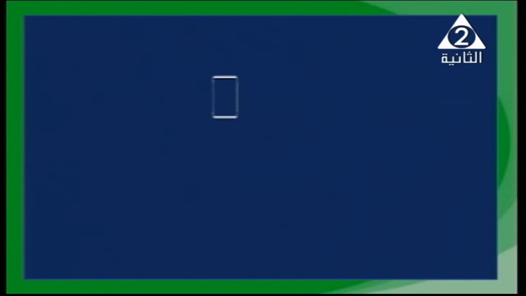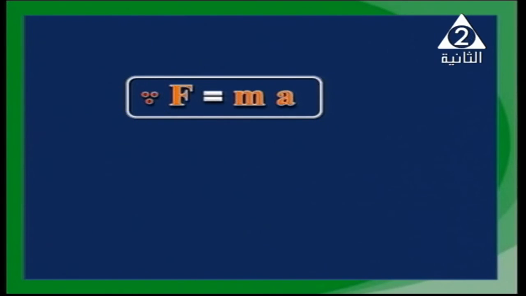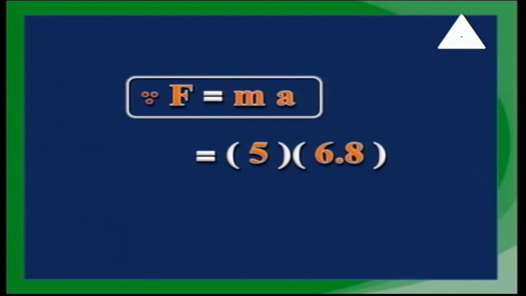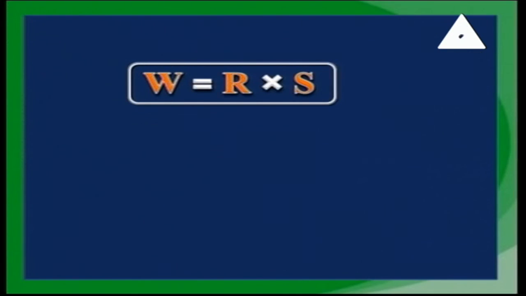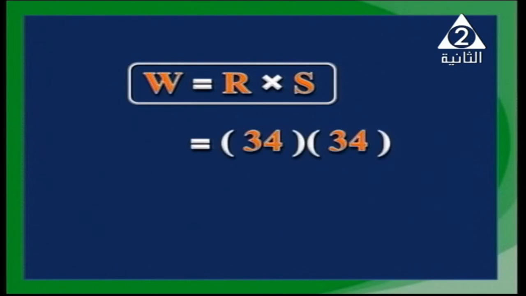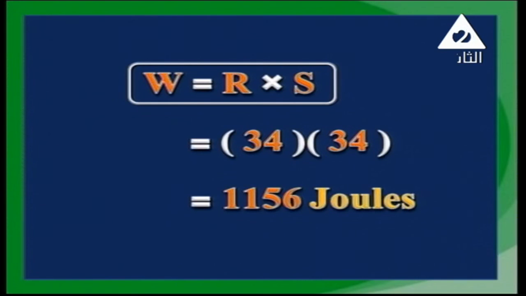Since F equals MA, we know that M equals 5, but A is 6.8, then the force is 34 Newton. My dear student, we know that W equal F times S, 34 times 34, answer is 1156 joule.